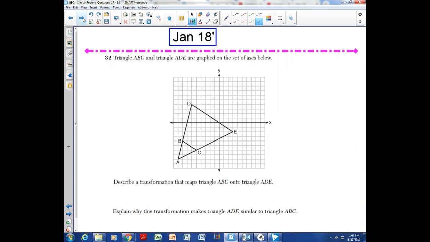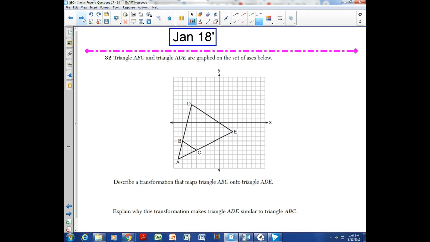January 18, question number 32. Triangle ABC and triangle ADE are graphed on the set of axes below. Describe a transformation that maps triangle ABC onto triangle ADE.